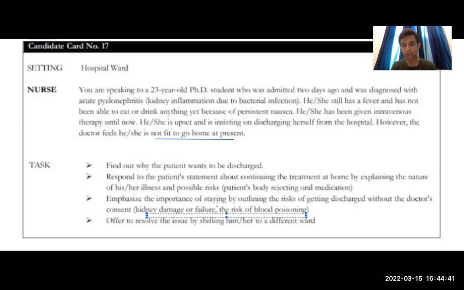And also, I would like to emphasize the importance of staying in the hospital and would also like to tell you the risk of getting discharged is really high without the doctor's consent. Because you are having a kidney problem, it can lead to permanent kidney damage or can lead to kidney failure as well. There is a risk of blood poisoning. As you know, the kidney is connected directly with our excretion system and it helps in excretion of toxic material from the body. If your kidney is having inflammation at the moment due to bacterial infection, it will not perform nicely. So if by chance something wrong happens, it can lead to some serious consequences.